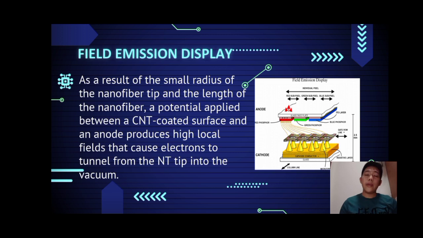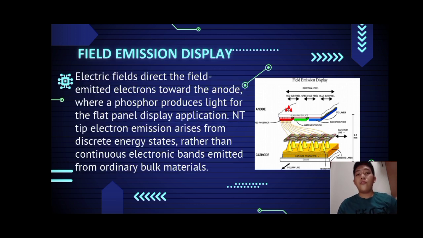Field emission display: as a result of the small radius of the nanofiber tip and the length of the nanofiber, a potential applied between a CNT-coated surface and an anode produces high local fields that cause electrons to tunnel from the nanotube tip into the vacuum. Electric fields direct the field-emitted electrons toward the anode, where a phosphor produces light for the flat panel display applications.